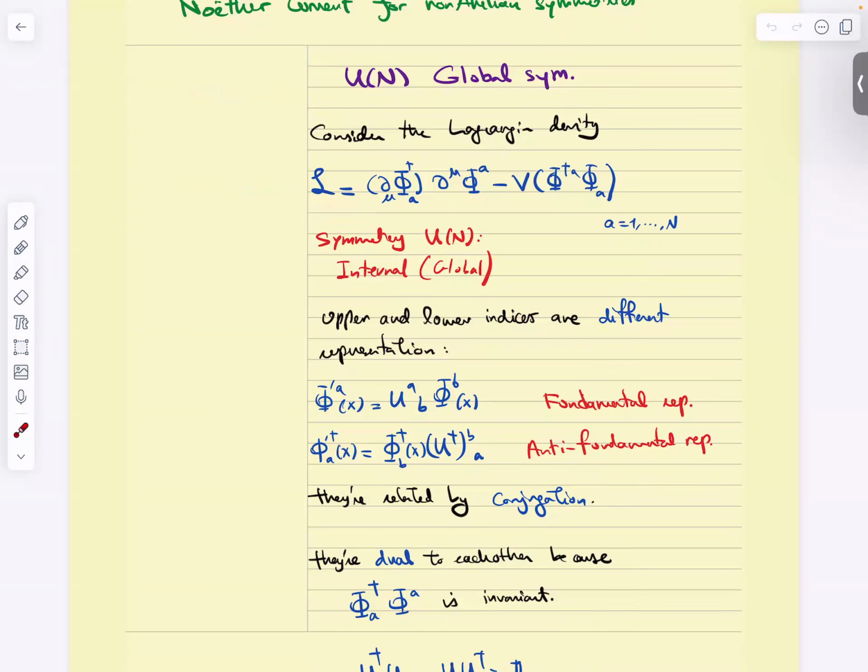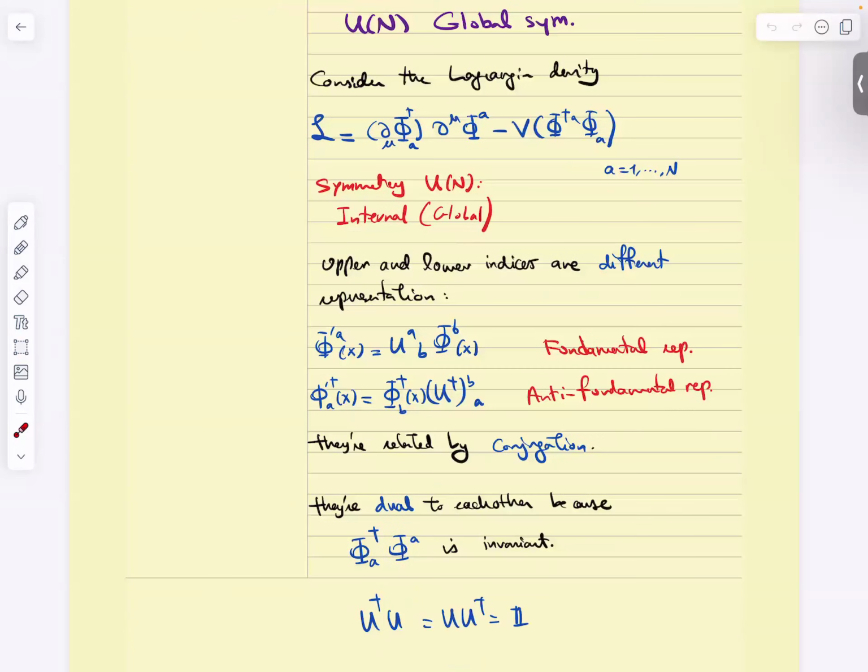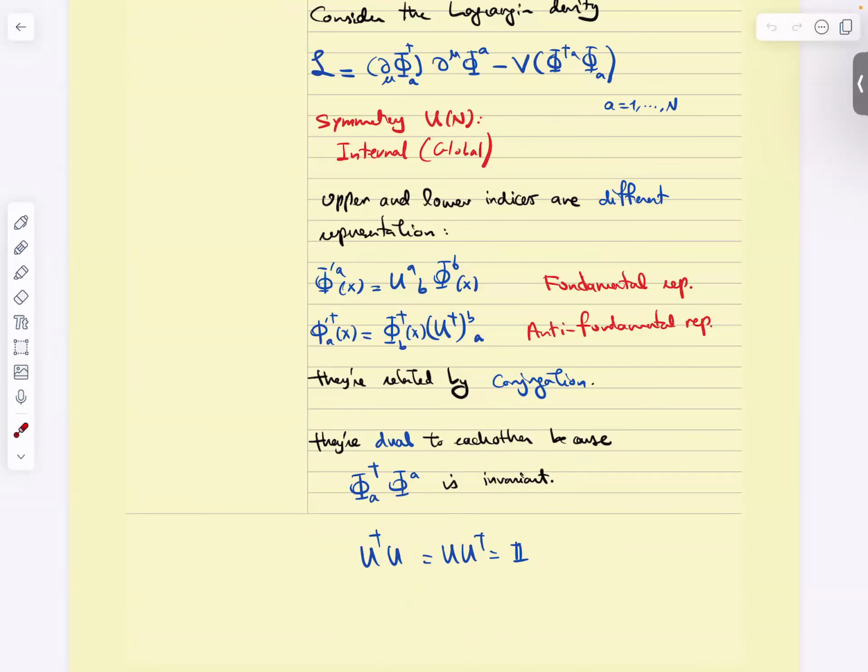When the symmetry acts on the field, it transforms it. It acts like a matrix, right? It transforms like this. If it transforms like this, the field is in a fundamental representation. So the field phi is in the fundamental representation. It acts on the left, but phi dagger is in the anti-fundamental representation because it acts from the right. These two are conjugate representations. They are dual to each other, meaning that by just composing the two, you could get a scalar under the transformation, which is invariant.